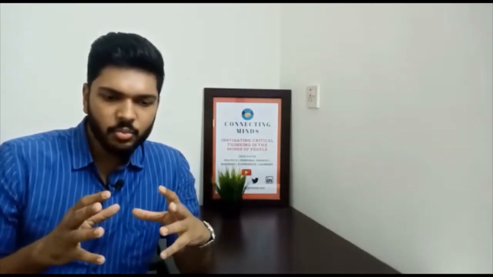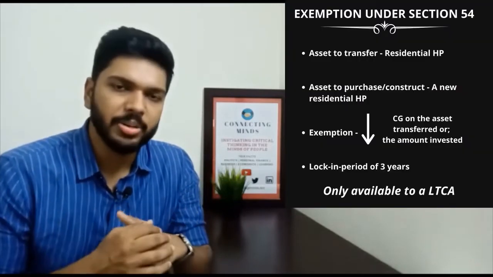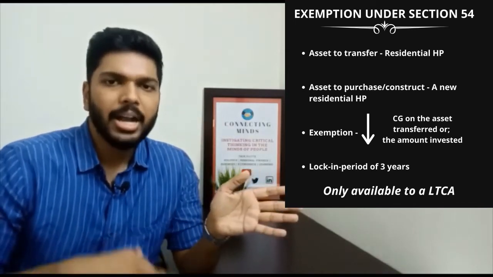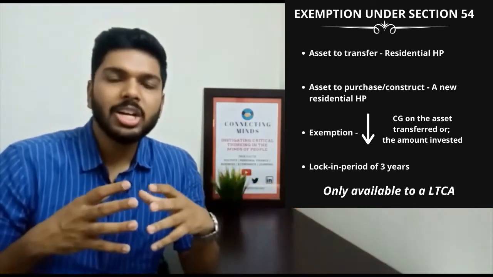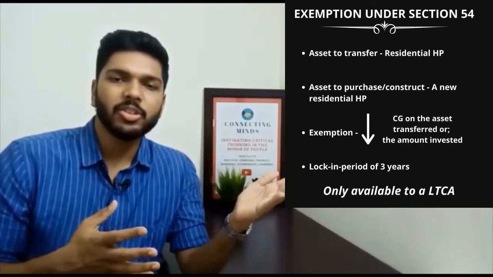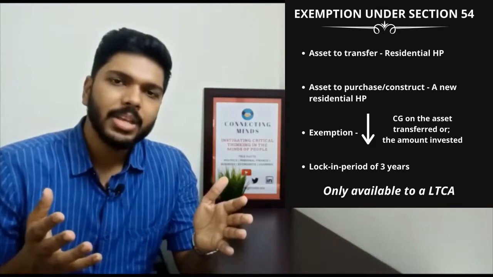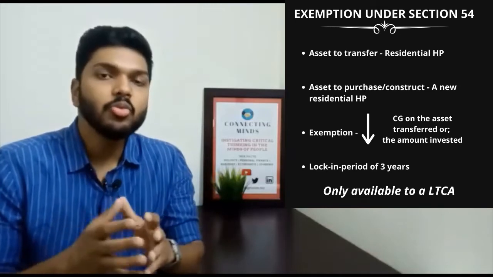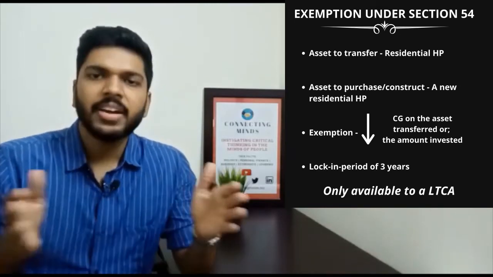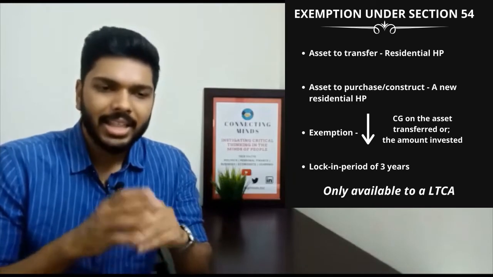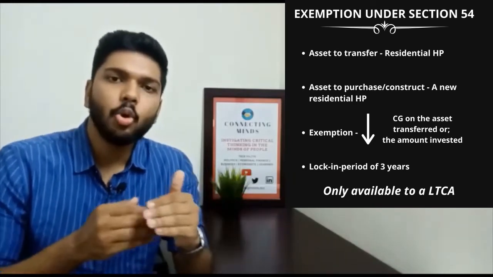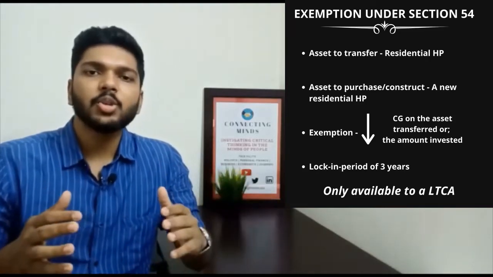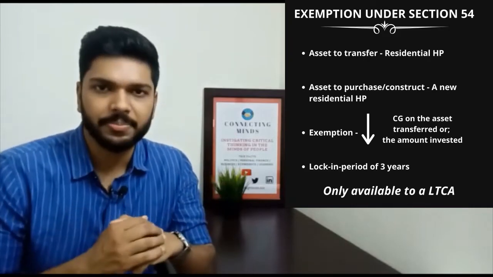First, Section 54 deals with the investment in a residential house property. What it says is that if you're willing to sell one property and buy another, wherein you encounter long-term capital gain on the sale of the first house property, the section says that you can get capital gain exemption provided you purchase or construct the new residential house property within the specified time as mentioned in the section, and the exemption that you can get is the lower of the capital gain, which is the long-term capital gain already computed, or the amount that you have invested for the new residential house property.